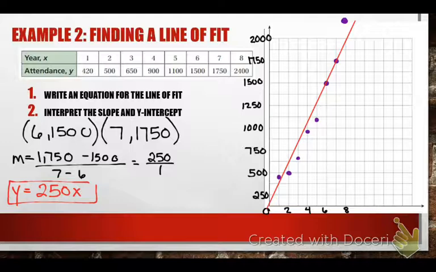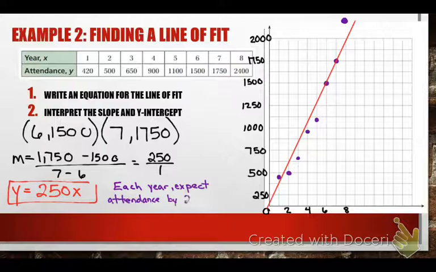For every year, again, it's not a guarantee, and you can definitely see some years jumped more than others. All right, so each year, we can expect attendance to increase by 250 people.